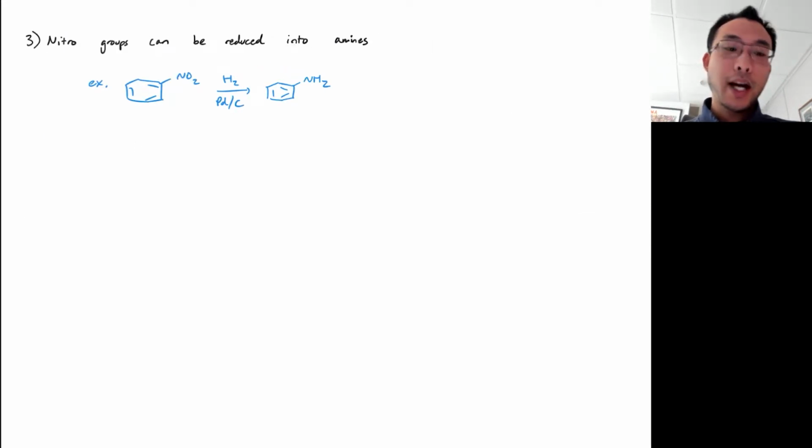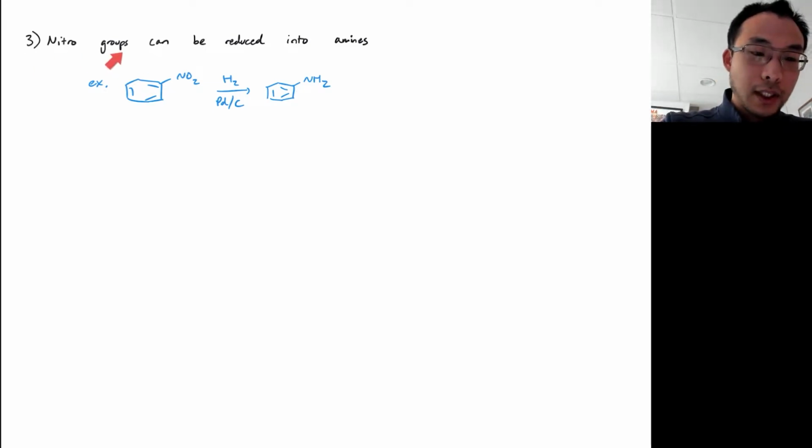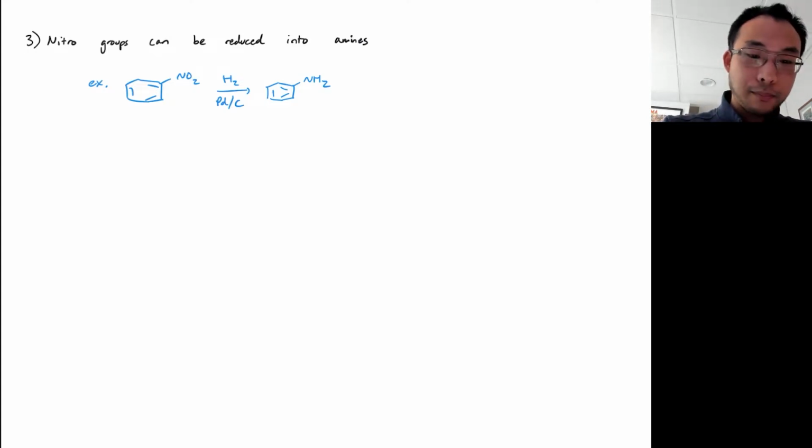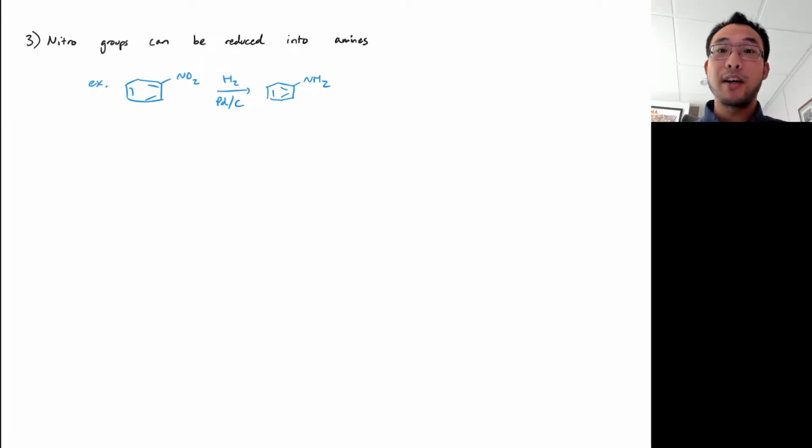Another very useful reaction is the nitro reduction. It turns out that nitro groups can be reduced into amines just by reacting it under palladium over carbon and H2 gas. The reason this reaction is very useful is because aryl amines are important for making aryl diazoniums, which are then very important for making many other types of aromatic compounds.